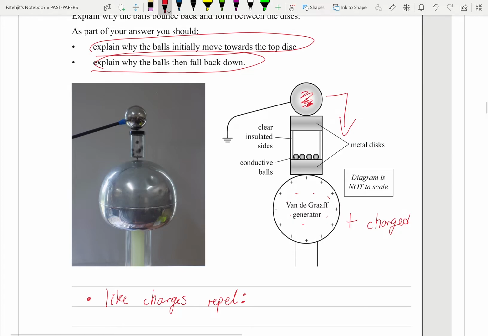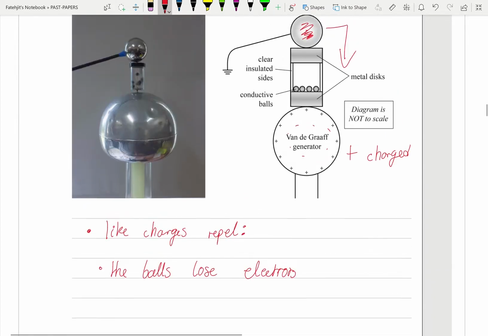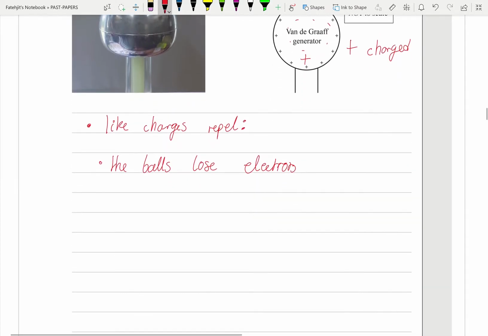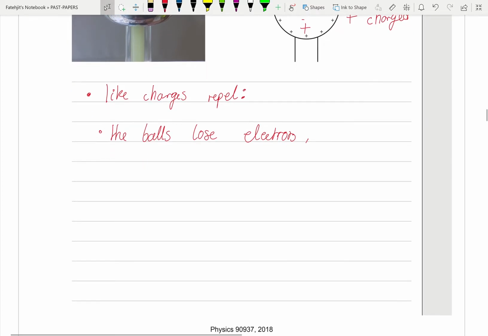And once it flows down, the balls lose electrons because this is positively charged. Therefore, if they lose electrons, the balls also become positively charged. And because like charges repel, the balls go upwards.